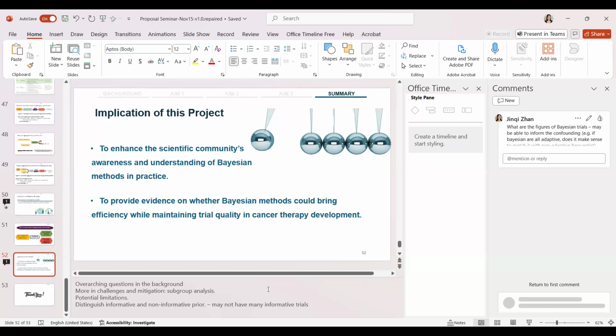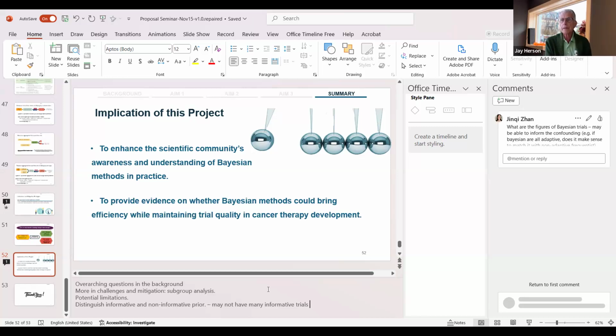Okay, sounds good. One of the goals in aim 1 is to figure out how much those things are used and how they actually worked in the past. If most of the priors are non-informative, I think that would be a really good information point in aim 1. Yeah. Thank you.